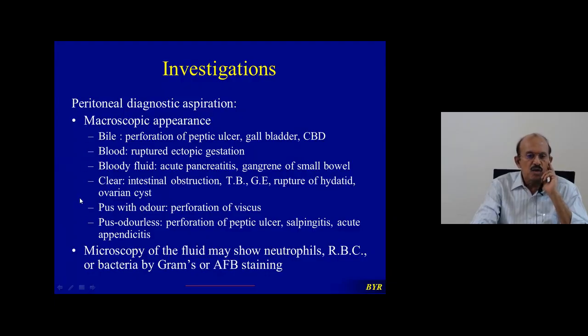So these are the macroscopic features. That means by looking at the macroscopic appearance, you can come to a conclusion. The microscopic examination of the fluid will show neutrophils, RBCs, or organisms. By gram staining, you can make out whether it's aerobic or anaerobic bacteria that are involved.